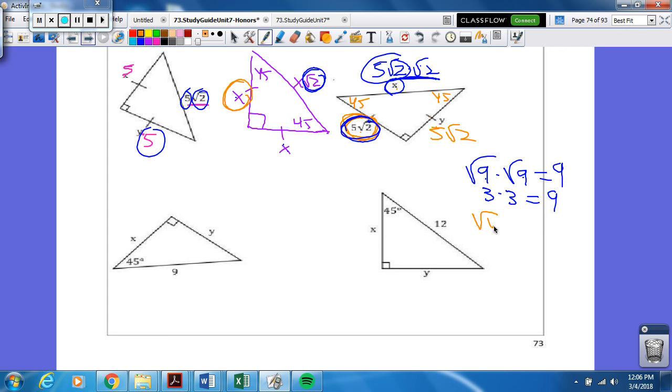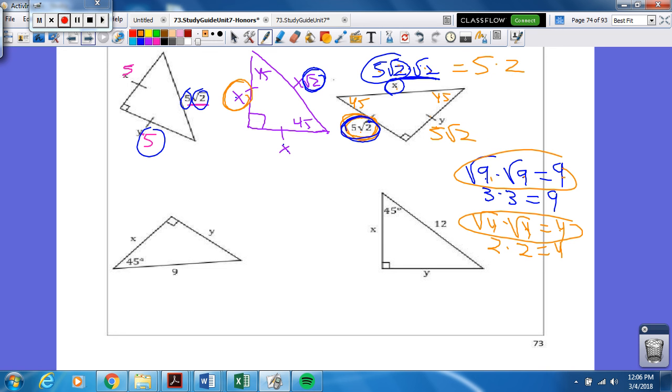What's radical 4 times radical 4? Well, that's 2, because square root of 4 is 2, times 2, that's 4. So radical 4 times radical 4 is 4. Ooh. So if radical 9 times radical 9 is 9, radical 4 times radical 4 is 4, radical 2 times radical 2 is? Yeah, it's 2.